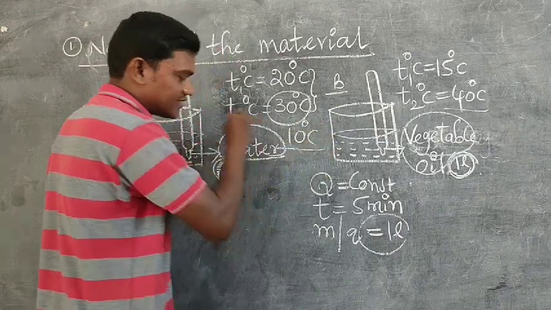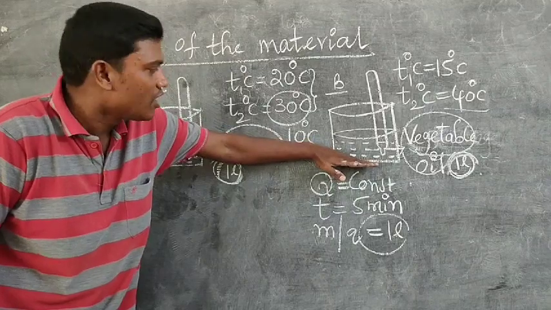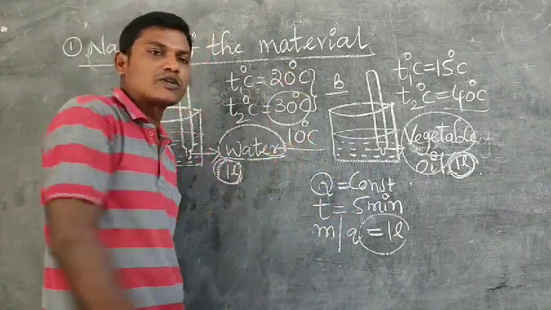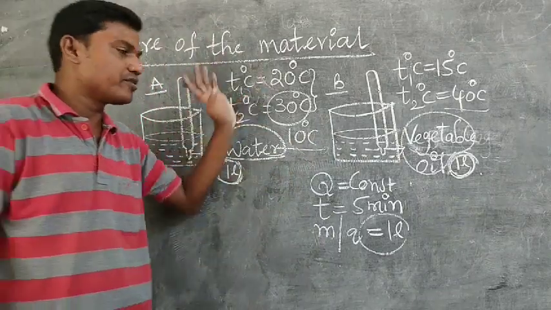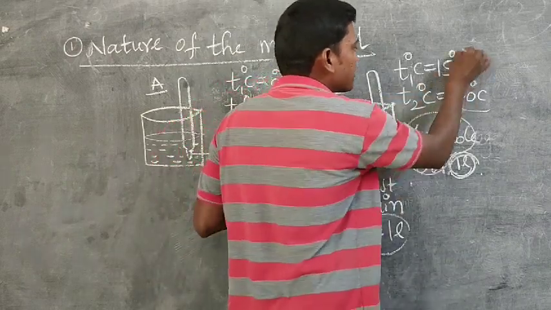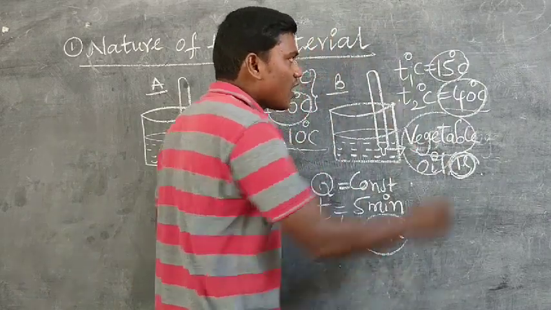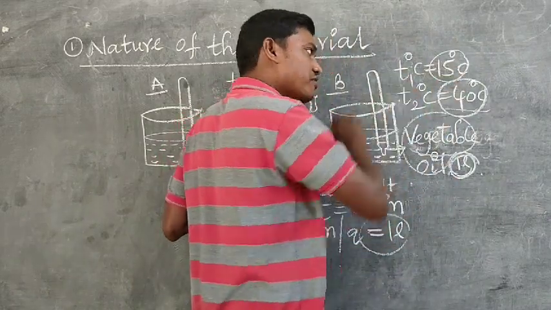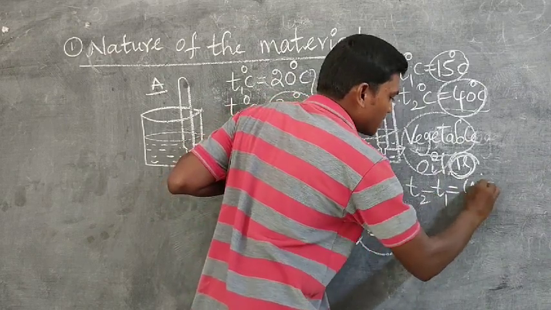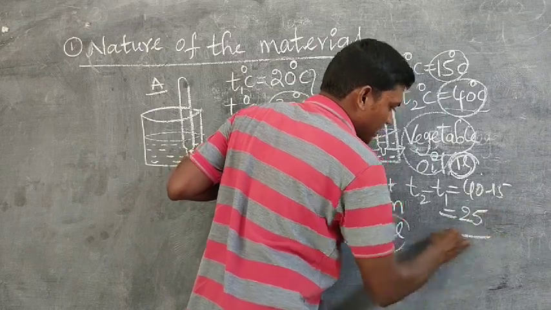10 degrees Celsius. Means a particular amount of heat energy we supplied up to the 5 minutes, and its temperature increased by how much? 10 degrees Celsius when compared to the initial one. Now come to the vegetable oil. What is the initial temperature? 15 degrees Celsius. And what is the final temperature? 40 degrees Celsius. What is the difference between T2 and T1? So T2 minus T1 is equal to 40 minus 15, that is nothing but 25 degrees.